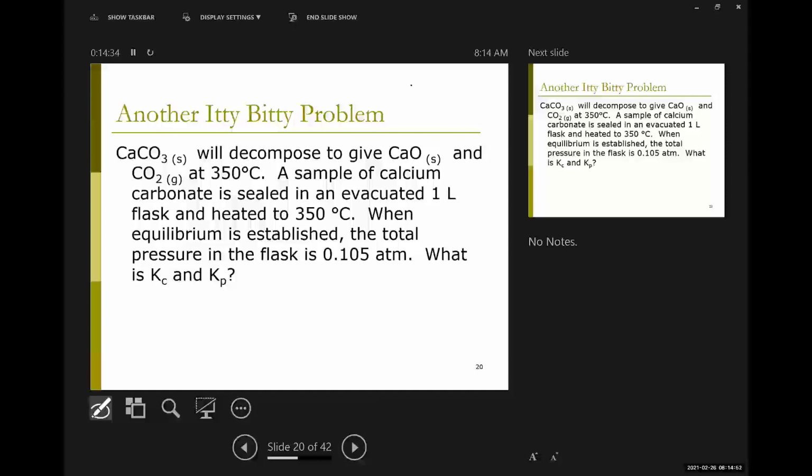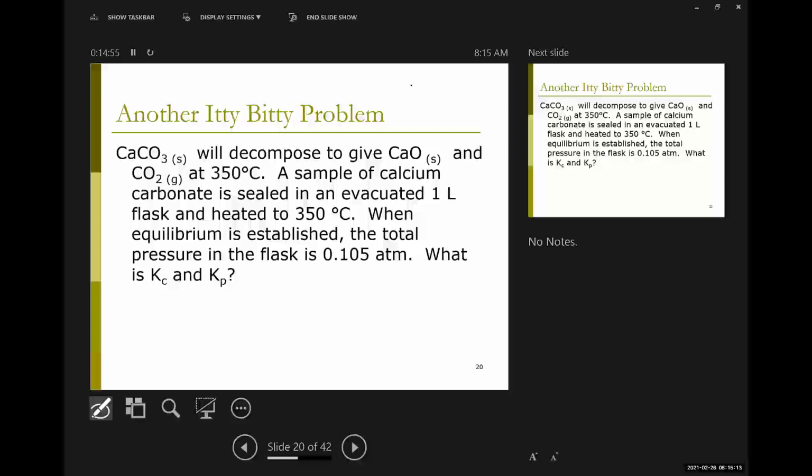But it would affect how I interpret the measurement, which, if you read ahead, is that when I reached equilibrium, the total pressure in the flask was 0.105 atmosphere. That is always going to be the pressure of all gases. All right. And so it asks me to find Kc and Kp.